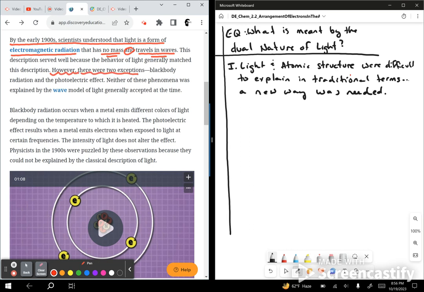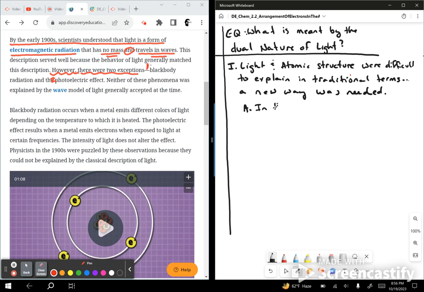Something called blackbody radiation and the photoelectric effect. Okay. Blackbody radiation and the photoelectric effect. Neither of these phenomena was explained by the wave model of light generally accepted at the time. Okay, so capital A over here.